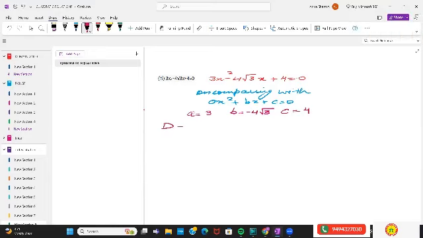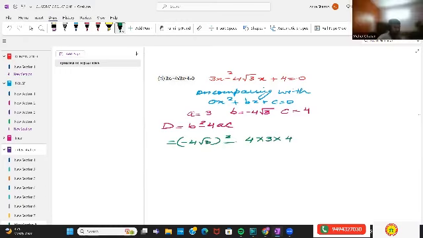Now we have to find the discriminant first. So it will be B square minus 4AC. Right? Just put the value. Minus 4 root 3 whole square minus 4AC. Value of A is 3 and value of C is 4.